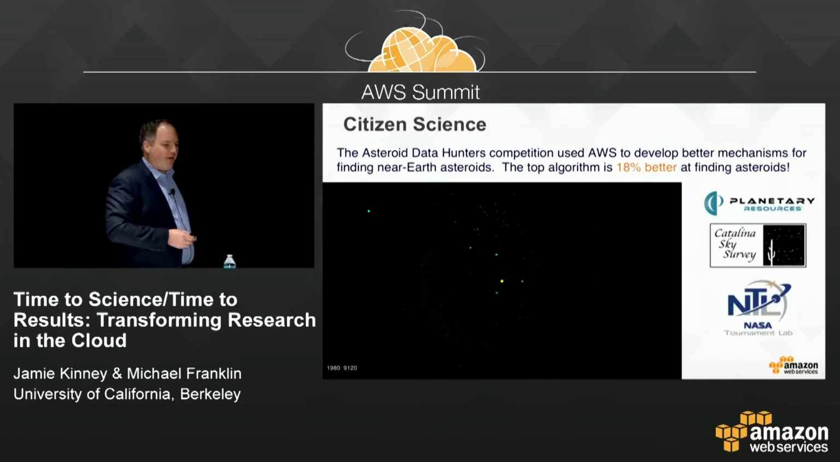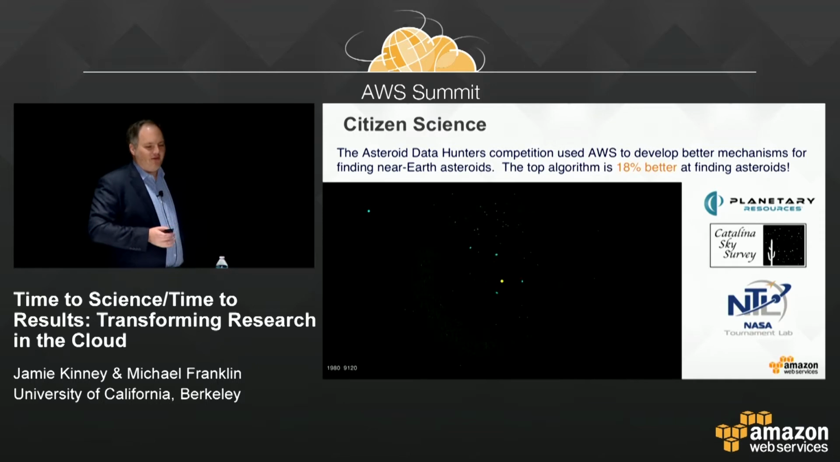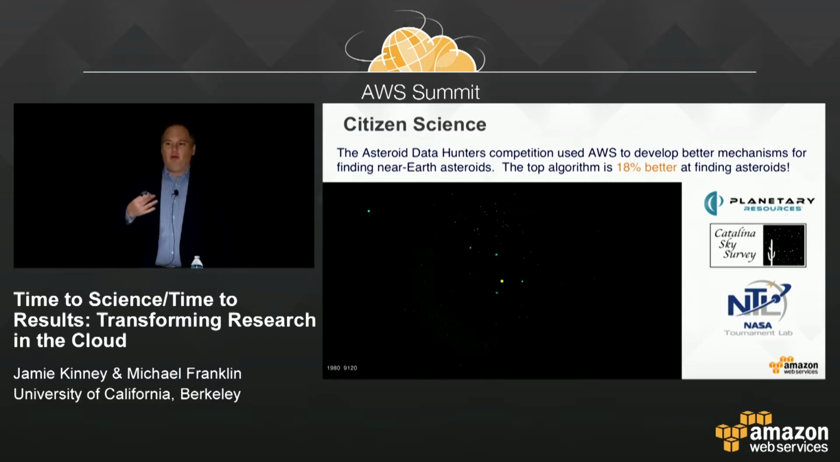And then the last example I wanted to talk about is one that's near and dear to me, which is a project we did with Planetary Resources, an asteroid mining company in Bellevue, Washington, just outside of Seattle, and NASA Tournament Labs and the Catalina Sky Survey. So we onboarded a large repository of imagery, of observations of the night sky, the Catalina Sky Survey, as a new Amazon public data set.